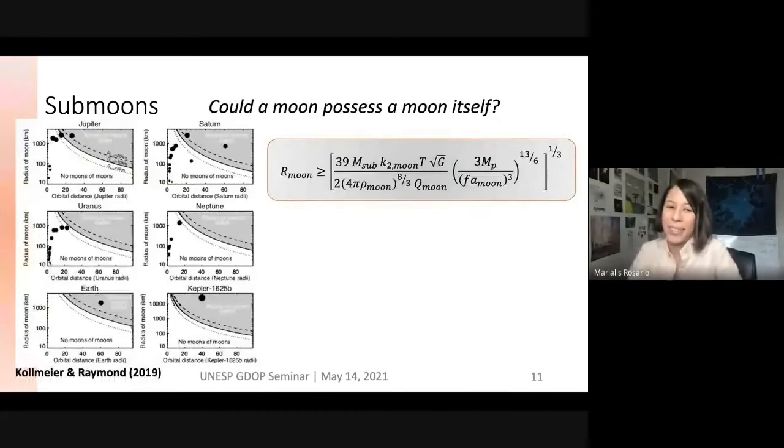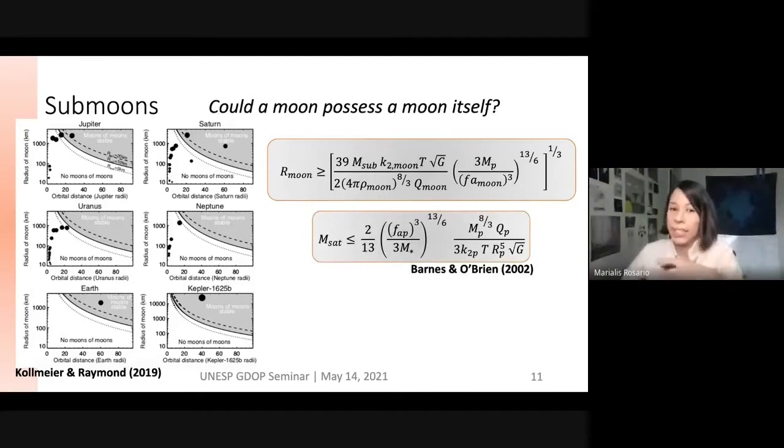Submoons, more on that. Could a moon possess a moon itself? This is a question that Kollmeier and Raymond asked themselves, and they used an analytical approach to obtain the parameter space in which a moon of a specified planet could host a submoon under the action of planet, moon, and submoon tides. Specifically, they derived the necessary radius for a moon to host a long-lived submoon. They do this based on an equation that was introduced by Barnes and O'Brien.